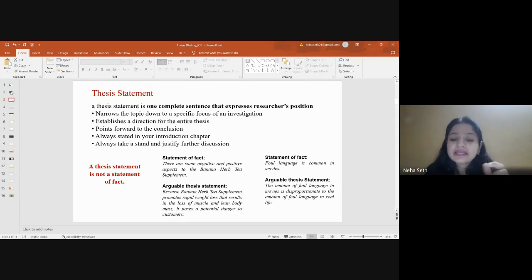We can study the implications of consumption of the herb tea supplement by considering what might be possible. It may lead to rapid weight loss. It may lead to loss of muscle. It may lead to loss of lean body mass as well, and it may have potential dangers to the customer as well. So by keeping this in mind, I know what my direction will be, how I have to study, whom I need to contact. Everything opens up when my thesis statement is clear, right?